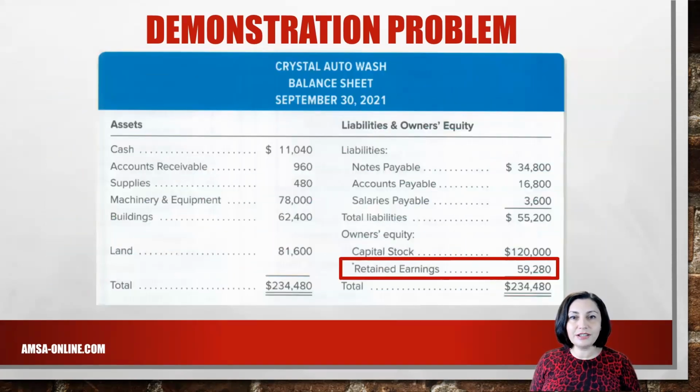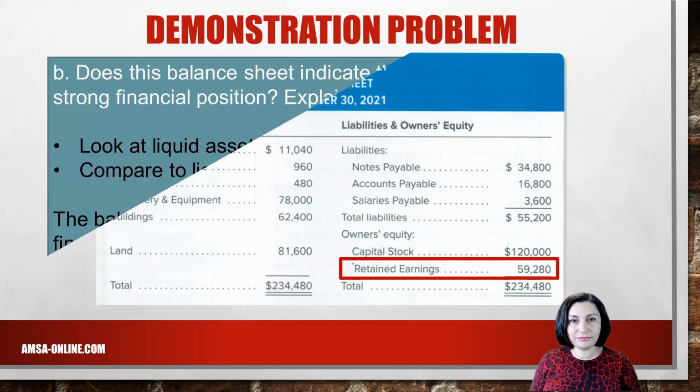Now let's finalize our balance sheet by including the balance in the retained earnings account. When working with the balance sheet, it is always a good idea to double-check whether your accounting equation balances. Make sure your total assets are equal to total liabilities plus owner's equity.